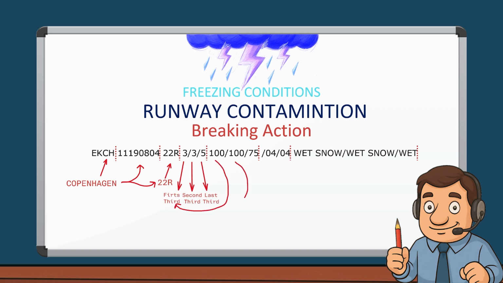The first 2 parts are 100% covered and the last part is only 75% covered. The depth of the first 2 parts is 4 mm and the contaminant on the first 2 parts is wet snow. On the last part of the runway, you can see it's already melted in this situation and hence it just says wet. And that is also why there's no depth reported for this part, because it is just water.